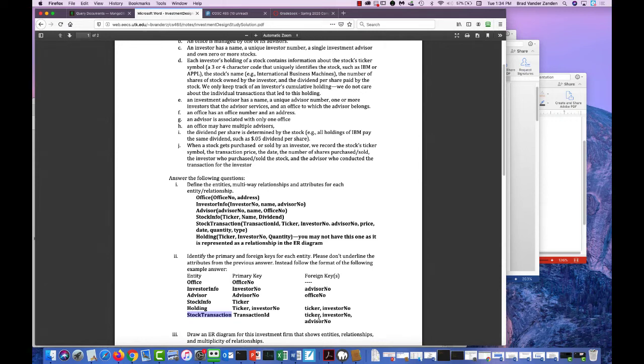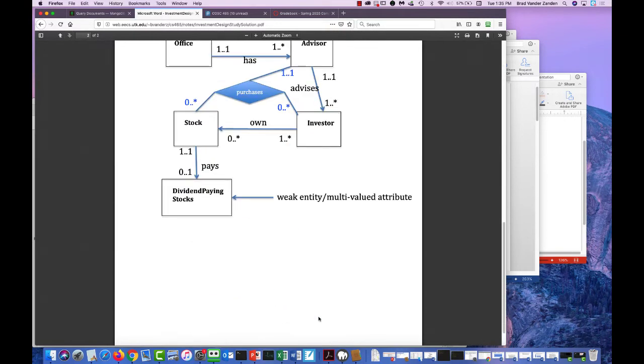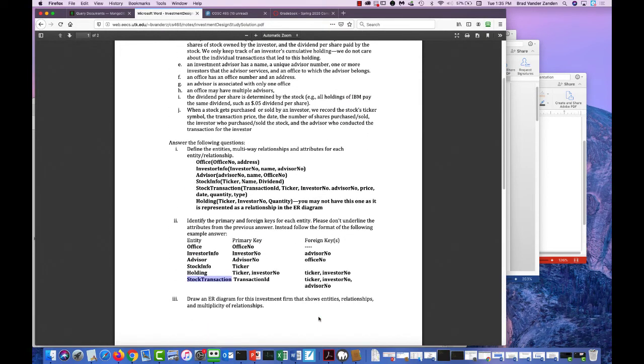So when I go over here, I should draw a diamond between investor, stock, and advisor. And in my solution, I called it purchases. That was bad because it's not necessarily a purchase. I'm going to say transacts. I know in my answers I said purchases, but it could be a sale, so that's transacts. If you can't read that, it's transacts.